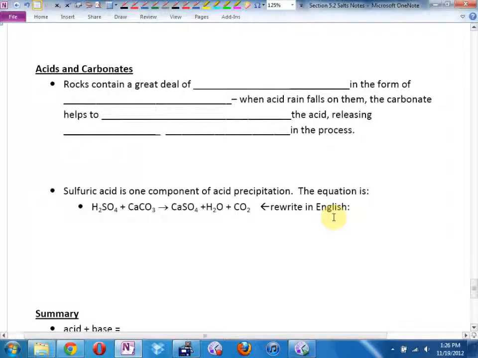Acids and carbonates. And I need my notes for this because I'm learning some of this here stuff. Says this. Oh, I got to turn further than that, Mr. Duke, in my notes.